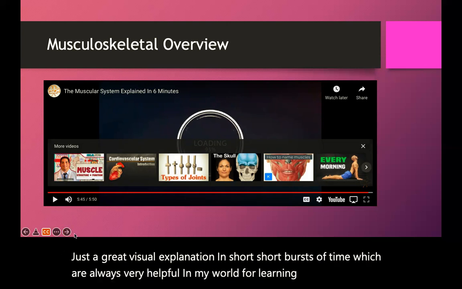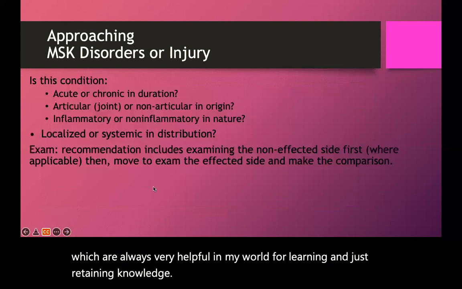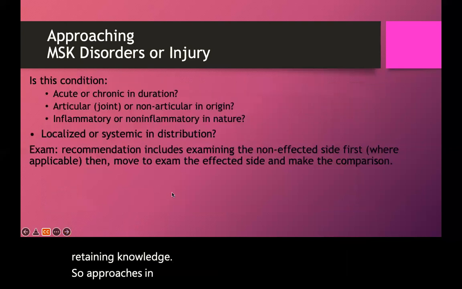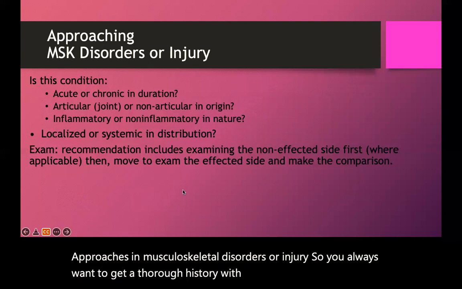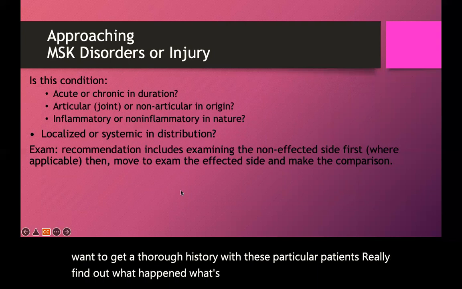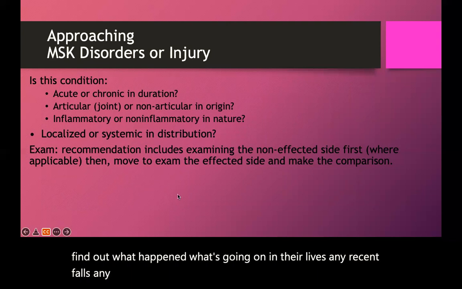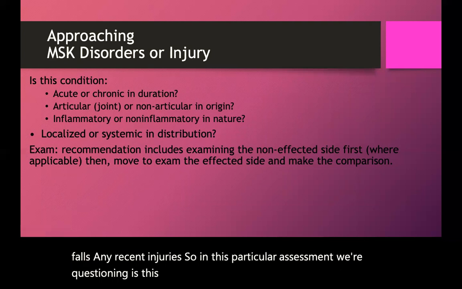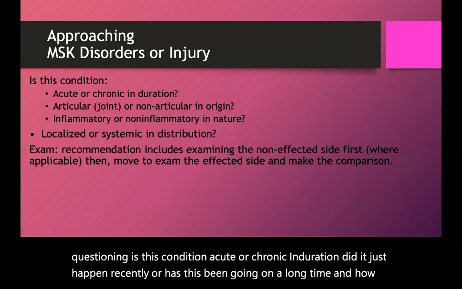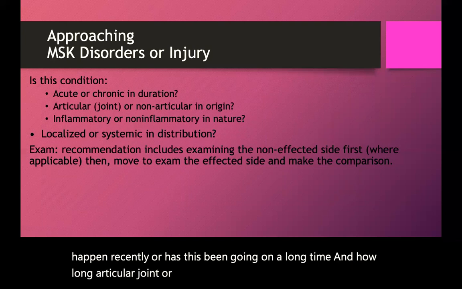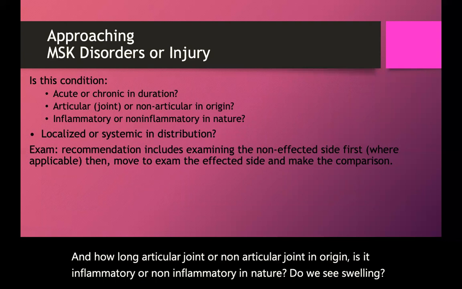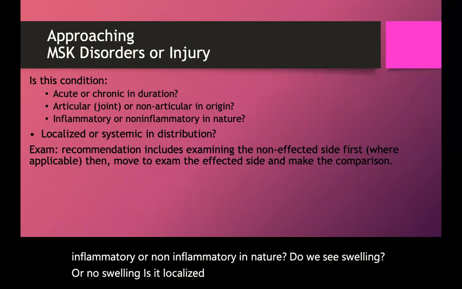Okay, so approaches in musculoskeletal disorders or injury. You always want to get a thorough history with these particular patients, really find out what happened, what's going on in their lives, any recent falls, any recent injuries. So in this particular assessment, we're questioning: is this condition acute or chronic in duration? Did it just happen recently, or has this been going on a long time, and how long? Articular joint or non-articular joint in origin? Is it inflammatory or non-inflammatory in nature? Do we see swelling or no swelling? Is it localized or systemic in distribution?